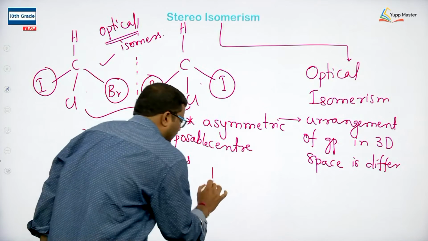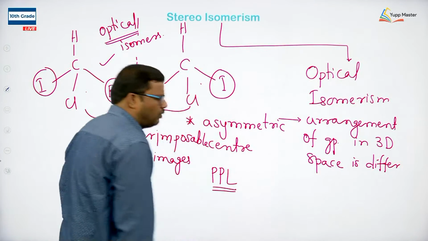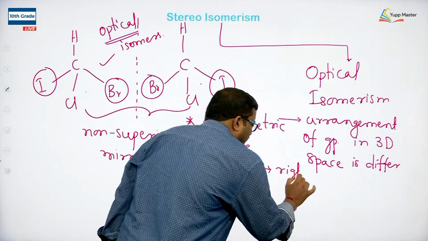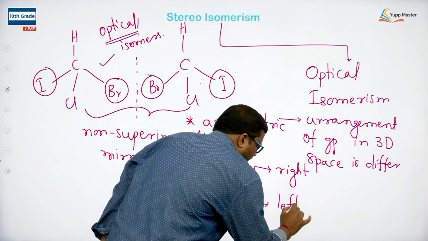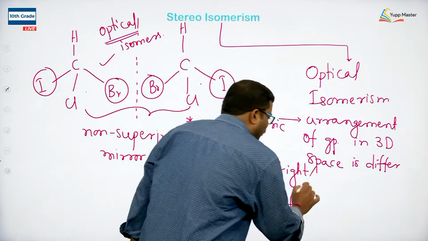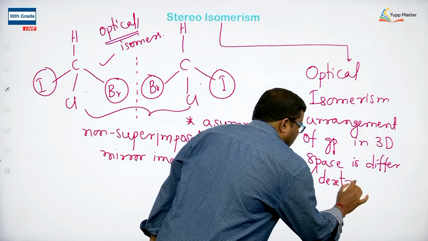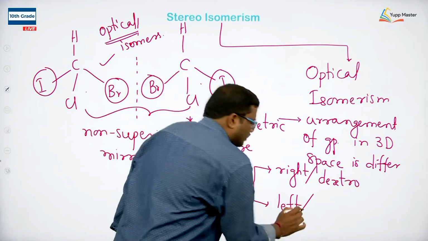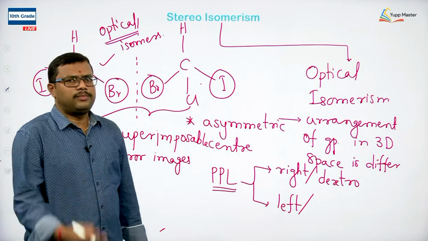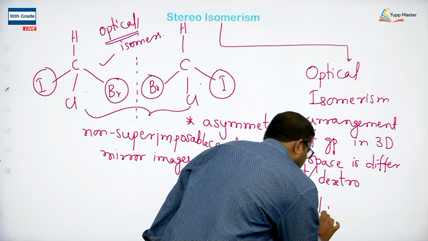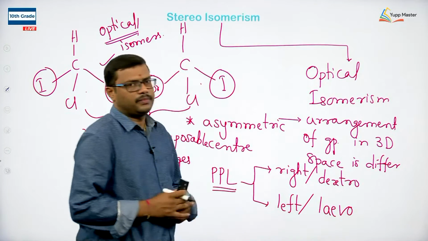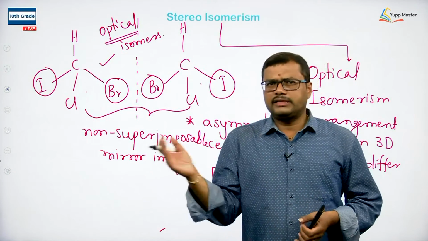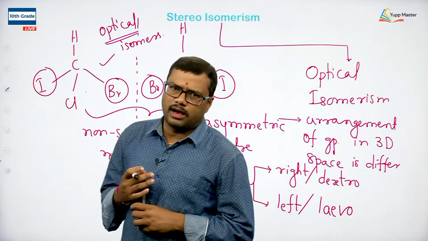When plane polarized light is passed through these compounds, one compound will rotate the plane polarized light towards the right side, the other compound will rotate it towards the left side. The compound which rotates the plane polarized light towards the right side is known as the dextro compound. The compound which rotates it towards the left side is known as the levo compound.